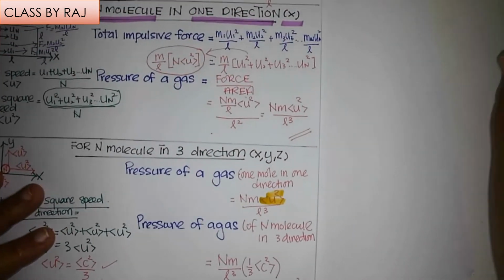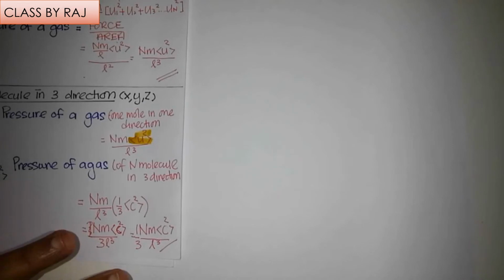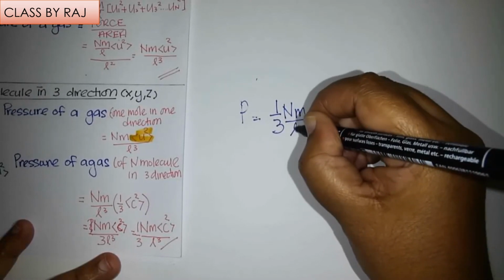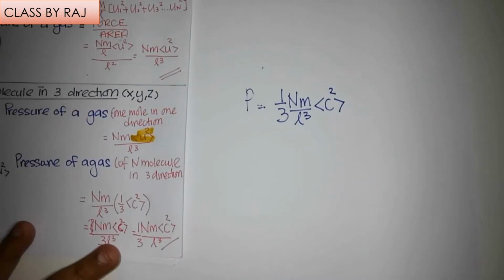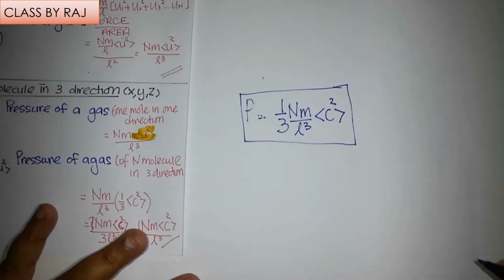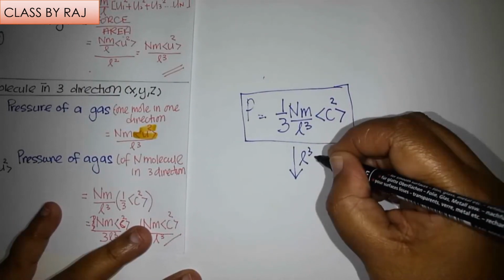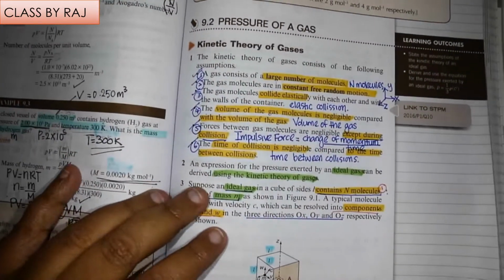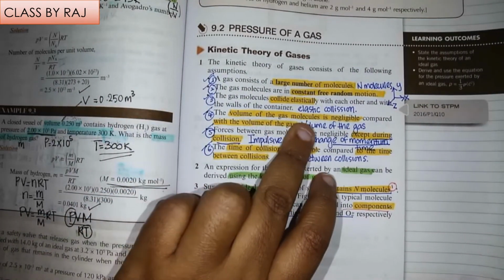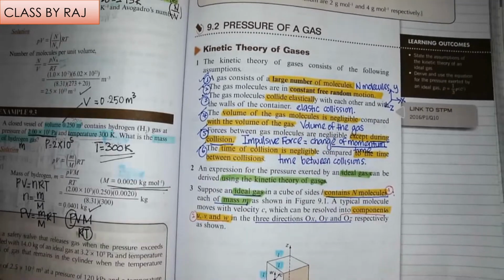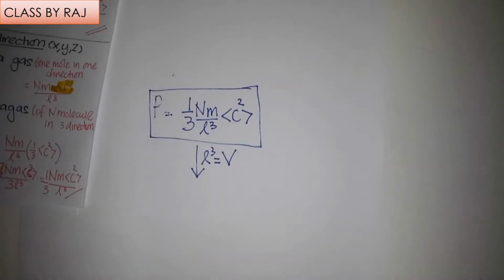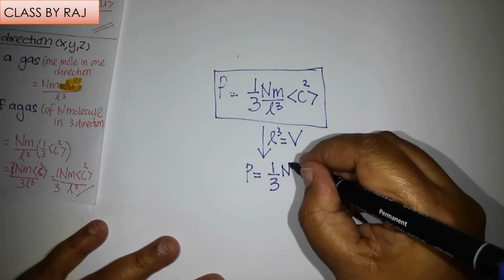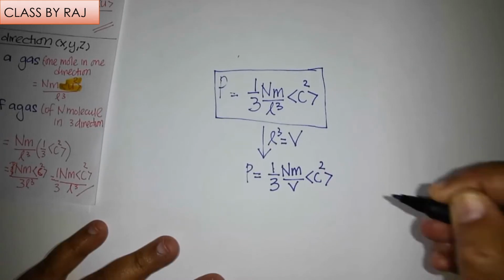I haven't finished yet. The formula you get now, the pressure of a gas, is 1/3 Nm over L cube times the mean square speed. Now, L cube is actually equal to the volume of the gas. That's why in kinetic theory of gases assumption number 4, it says the volume of the gas molecules is negligible compared with the volume of the gas. So we are only interested in the volume of the gas. The formula will be the pressure of a gas equals 1/3 Nm per volume times the mean square speed.